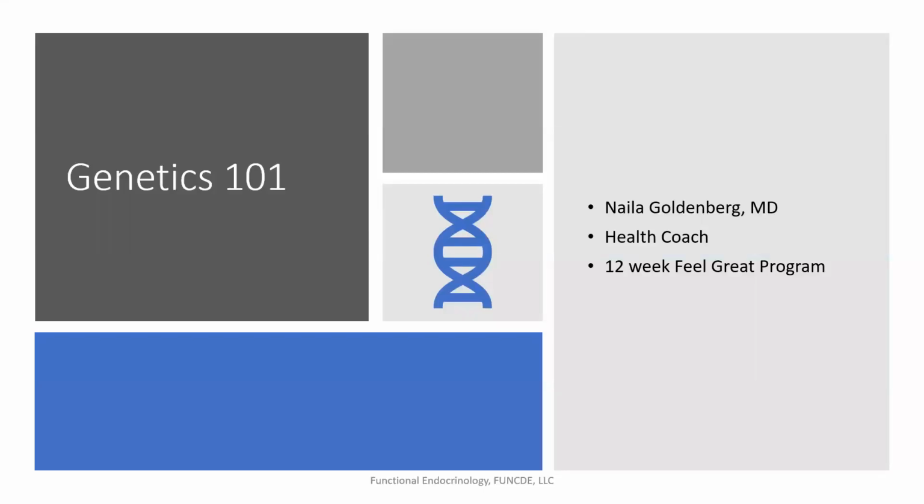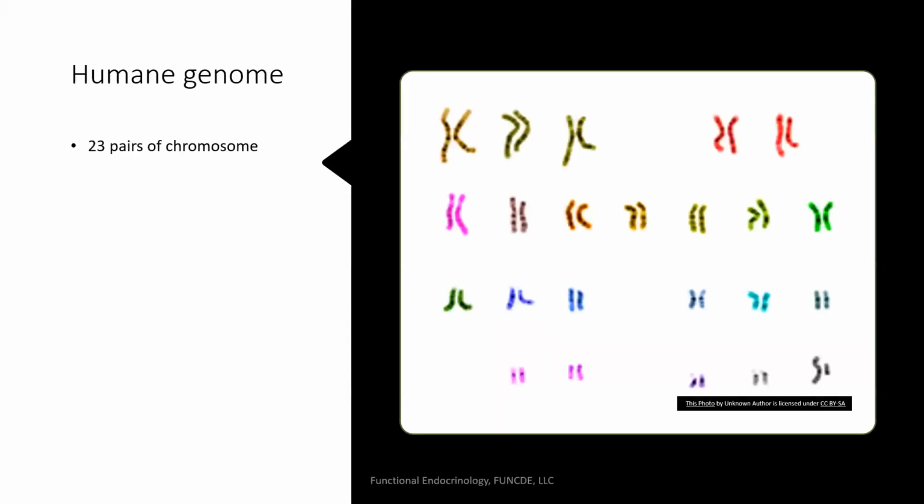Okay, so today we're going to talk about genetics 101 and learn just the basics of how genes work and so on. Our genome consists of 23 pairs of chromosomes, and 22 of them are exactly the same. The 23rd one is different between women and men.